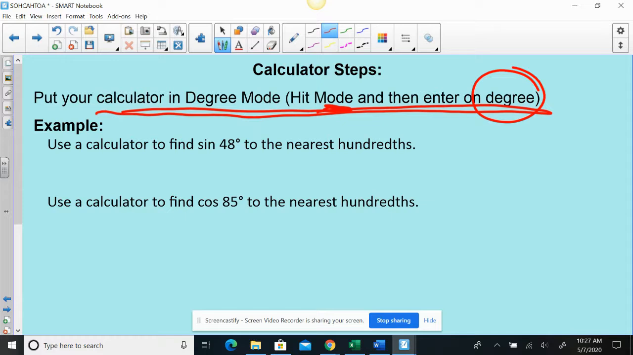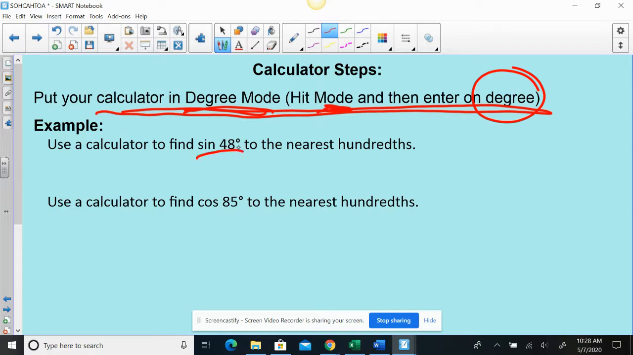Every time you clear the memory in your calculator, you're going to have to go back and put it in degree mode. If you do not have a graphing calculator, you can use your smartphone if you turn it sideways. There are calculators that will still let you find trig ratios. So if you need a specific link, just email me.